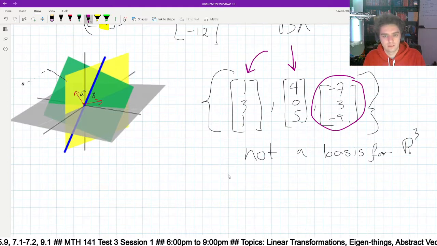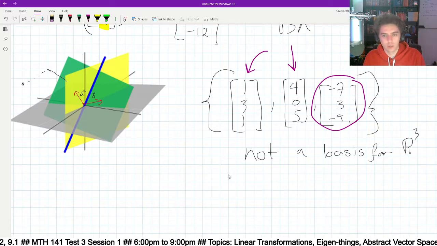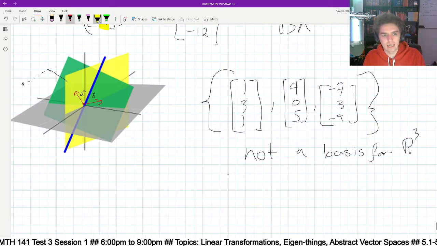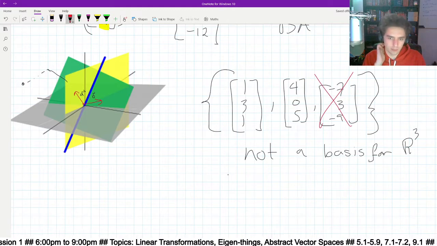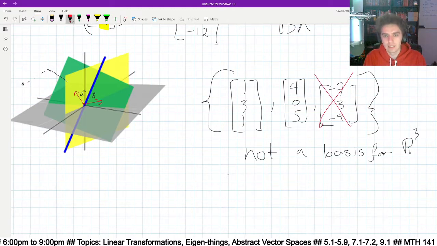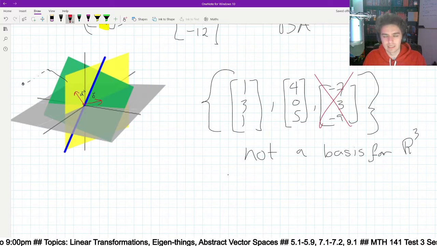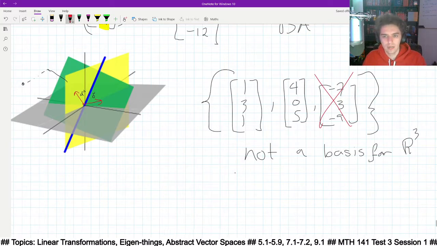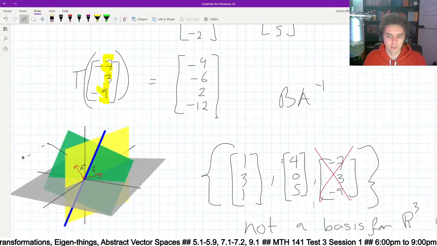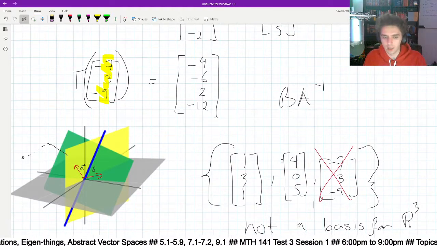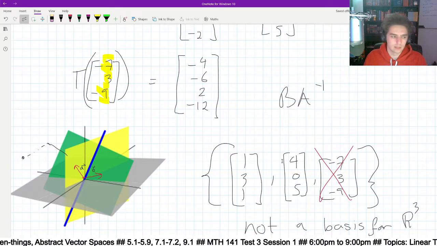Okay. Yeah, I get it. Right? That's a linear combination. So this doesn't add anything to the span. So it's a linear dependency. So you would take it out to form a linearly independent set. Right. So it's not a basis for R3. So we still don't know anything else about the transformation.